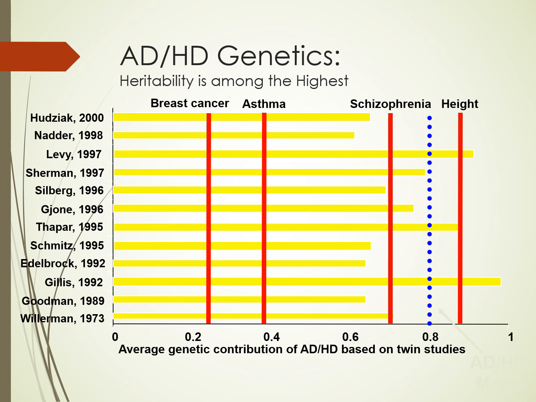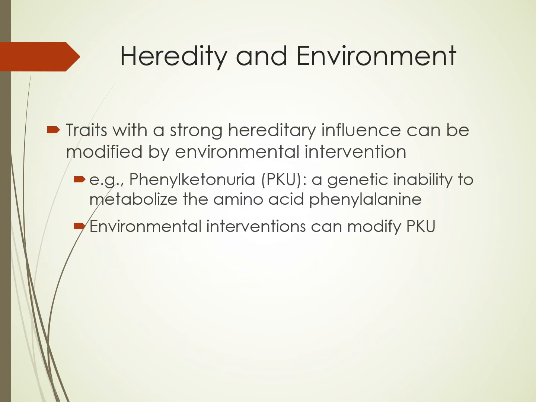So I just think it's really important to keep in mind, because we take these heritability estimates as being this important estimate, but really we have to keep in mind all the background of how they came to this estimate. And the more samples, the more different groups of people that we can look at, the better off we are at getting an appropriate estimate for the larger population. And traits with even a very strong hereditary influence can be modified by environmental intervention.